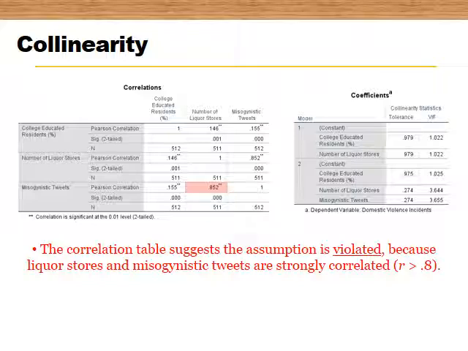If we look first at the correlations table, we see that there was a strong positive correlation between the number of liquor stores and the number of misogynistic tweets from a given region. You'll recall from class that we're generally concerned when we see strong correlations above 0.8 or below negative 0.8 between two of our predictors. So if we were to look at the Pearson correlation table, we would have concerns that the assumption of independent predictors is violated, that we have collinearity here.